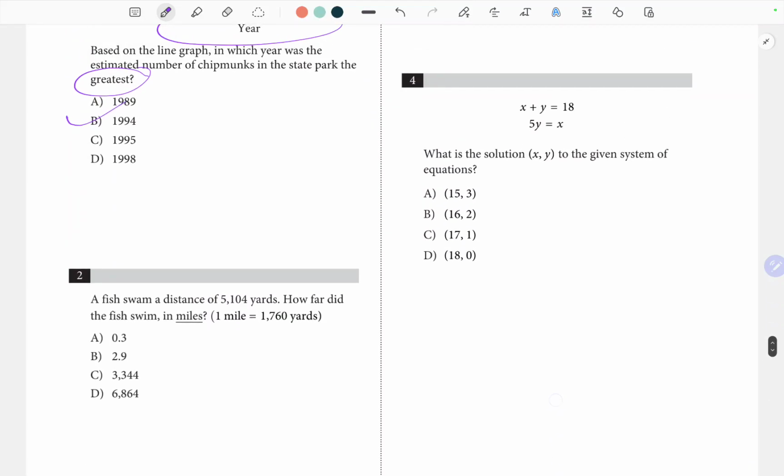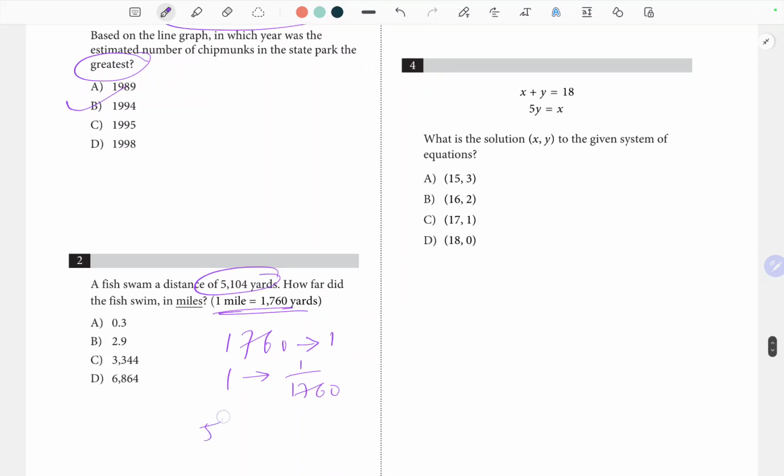Now question number 2: a fish swam a distance of this many yards. How far did the fish swim in miles? This relation is already given to us. 1760 yards means 1 mile, so 1 yard means 1 over 1760. I use the unitary method. So 5104 yards is 5104 over 1760. So I got 2.9. So 2.9 here.